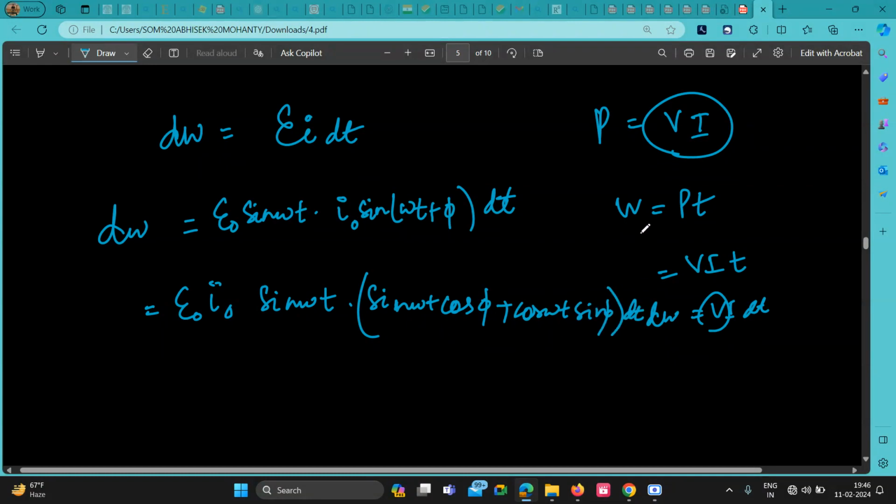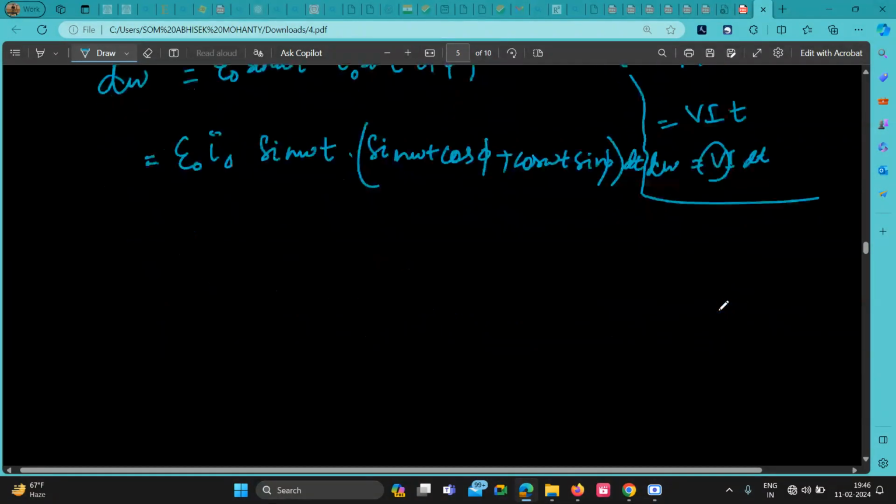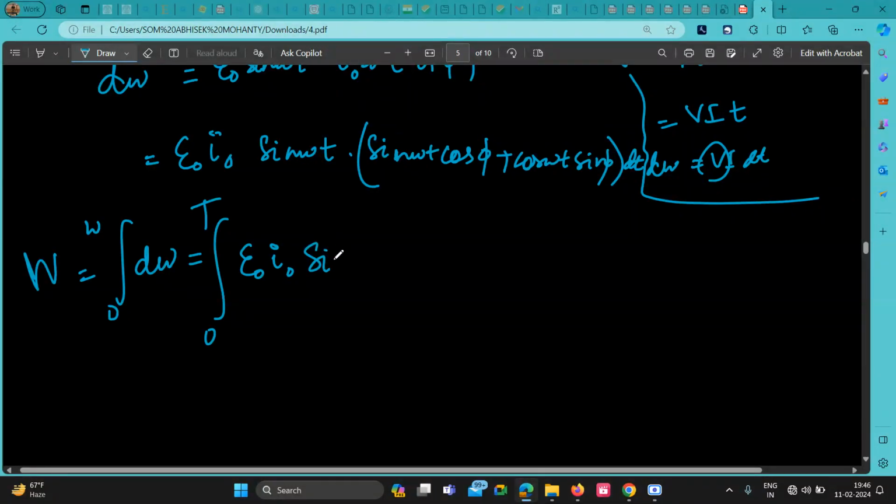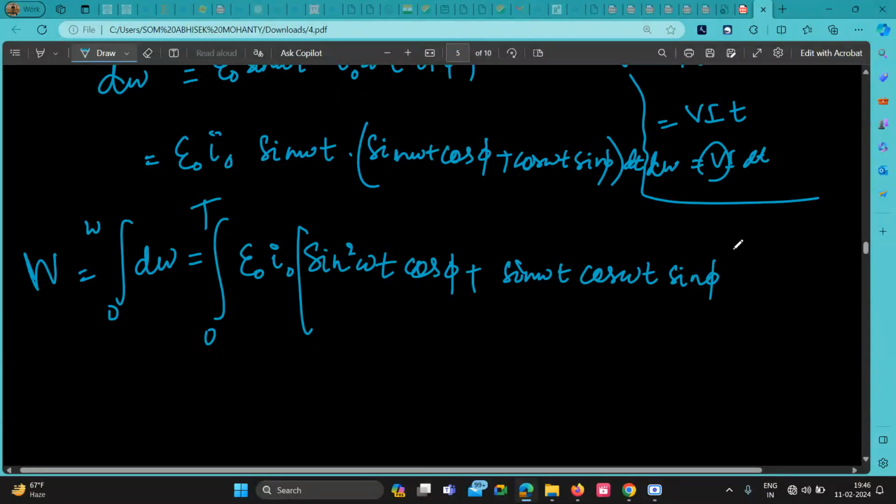Now what do we have to do to get the total work done? We have to integrate it. Total work done, integral of dW from 0 to W, is equal to E naught I naught, integral from 0 to t, suppose the total time is t, of sine square omega t cos phi plus sine omega t cos omega t sine phi dt.